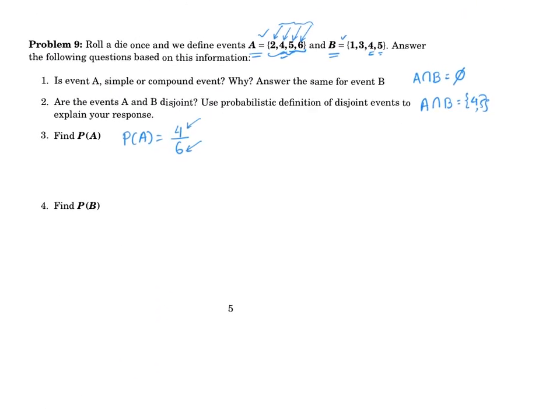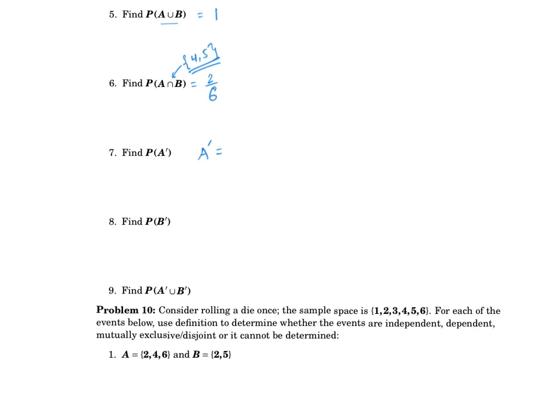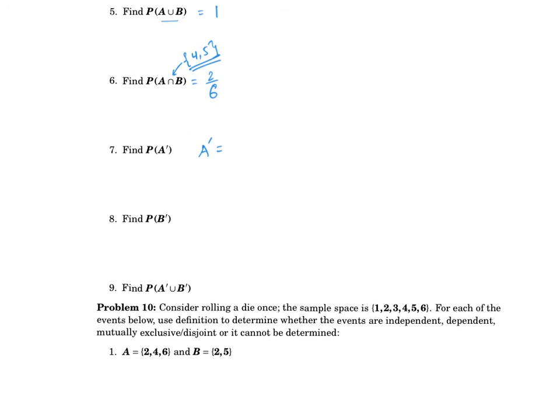In A is 2, 4, 5, 6. So A is 2, 4, 5, 6, right?